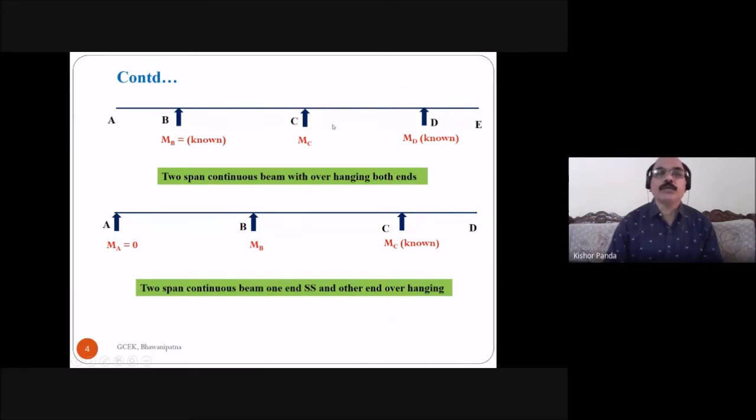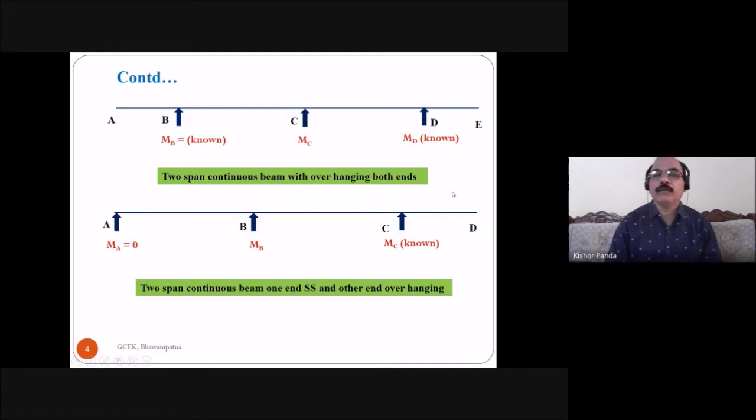When both ends of the beam are overhanging in a two-span continuous beam, in that case one equation is sufficient to find the unknown value. Only this is unknown, because this is a known value and this is a known value. These two values you can find from the cantilever end. And here you see this is a two-span continuous beam with one end overhanging. So this is ABC, and at the simply supported end A the moment is 0, at B the moment is MB, and at C the moment is known.